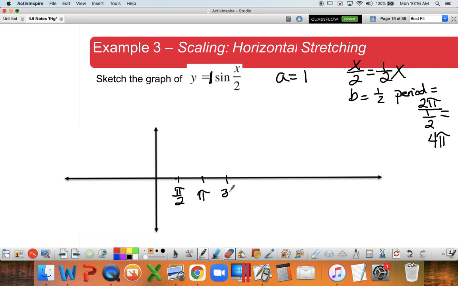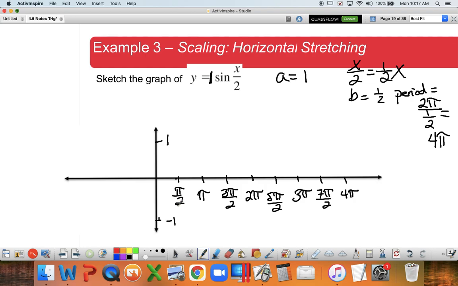Pi, 3 pi over 2, 2 pi, 5 pi over 2, 6 pi over 2, 7 pi over 2. Oh, sorry, that should not be 6 pi. That's 6 pi over 2, which simplifies down to 3 pi. Okay, so we've got this, and we know we're going to go up to 1 and down to -1.